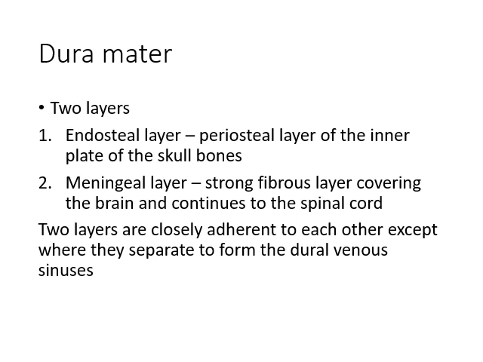Then below that you get the meningeal layer, which is a strong fibrous layer and covers the brain, and it continues down through the foramen magnum onto the spinal cord, as we learnt in the spinal cord lecture. Now the 2 layers of dura mater are very closely adherent to each other, except where they separate to form the dural venous sinuses. Okay, so some of the dural venous sinuses lie between the 2 dural layers.